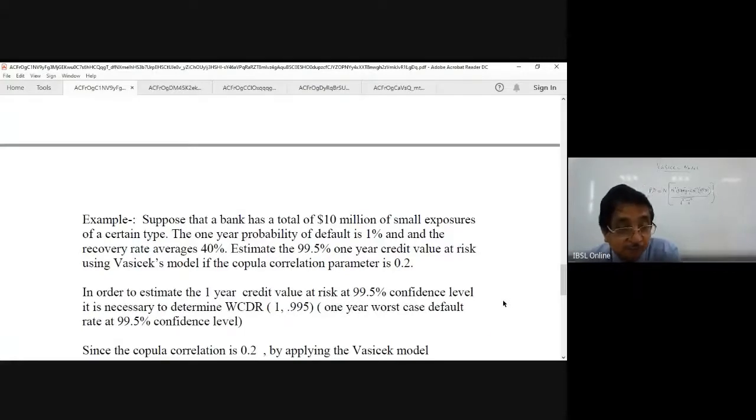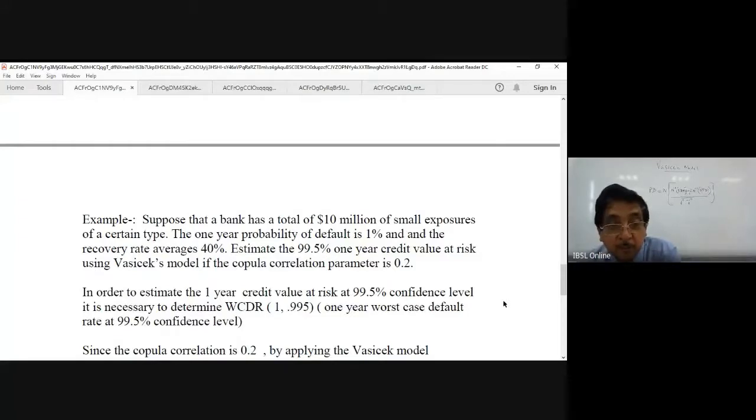Now, here, what we can do is, we can just check what the question is given. Suppose that a bank has a total of 10 million. That is the total portfolio value, or in other words, that is the exposure at default. The 1 year probability of default is given as 1%, and the recovery rate averages 40%. Estimate the 99.5% 1 year credit value at risk using Vasicek's model if the copula correlation parameter is 0.2. Now, here the correlation parameter is also given, that is rho.